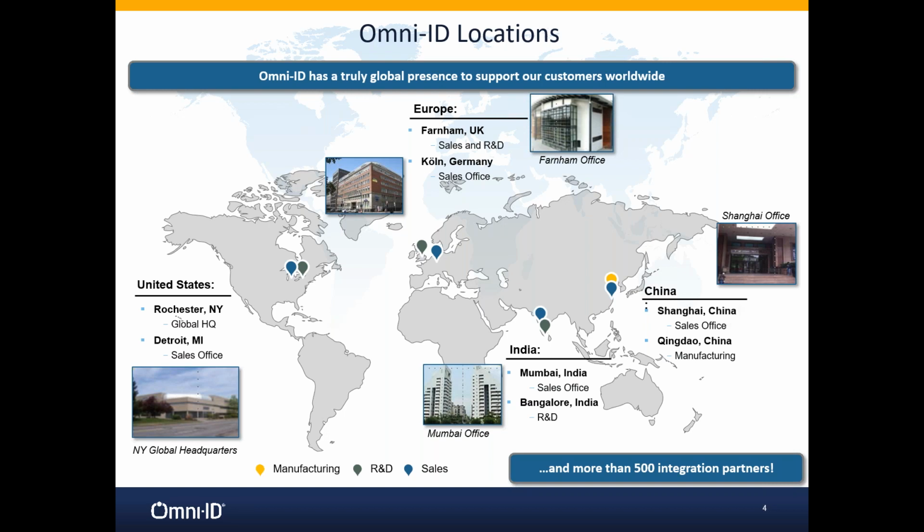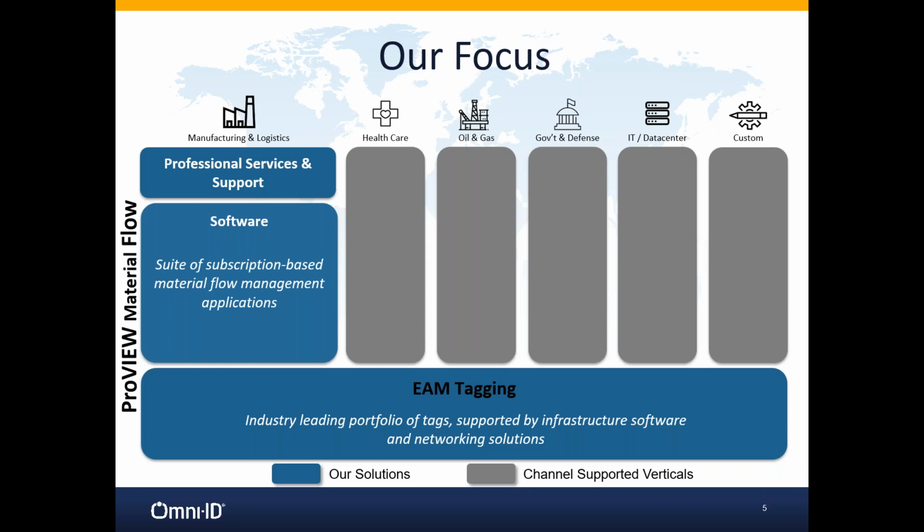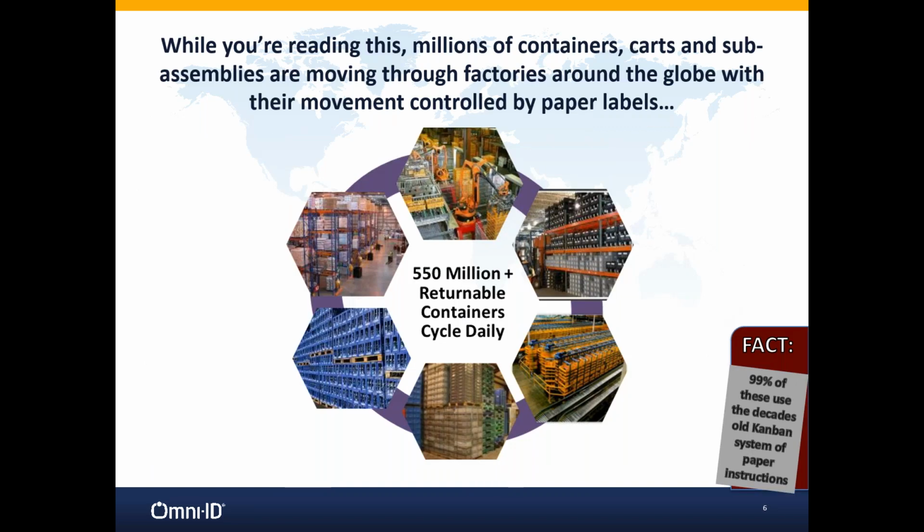If you are a manufacturer of goods and you have plants in different places or end customers in different places, these core offices of Omni-ID support over 500 different integration partners around the world. Wherever you are, we can support your project, and we're doing that now for many of our Fortune 100 enterprise class customers. I mentioned a little bit about our business model, and I want to talk in the next slide a little bit about how that works by vertical. So Omni-ID is installed in almost every vertical you can imagine, but that really comes to our EAM tagging business.